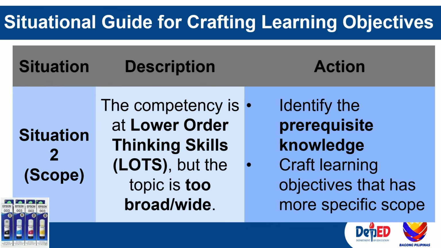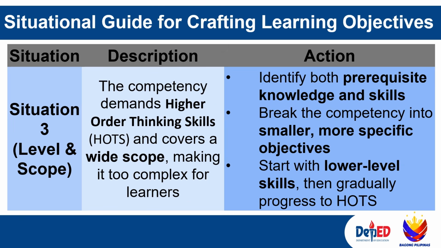Situation 2. The competency is lower order thinking skills, but the topic is too broad or wide. So what will be our action? We are also to identify the prerequisite knowledge. Because the topic, the content, is too broad, we are to craft learning objectives that have a more specific scope.